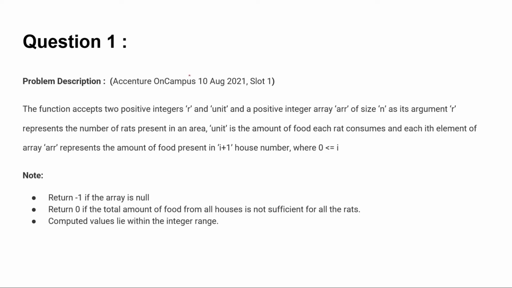So you can see this is our problem statement 1 which was asked in campus on 10 August 2021. What the problem statement says is, a function that accepts two parameters, r and unit, and then a positive integer array of size n. So till now what we have got is input r, then unit, and then an array of size n. We have to understand the problem statement carefully, otherwise we are not able to solve the problem.